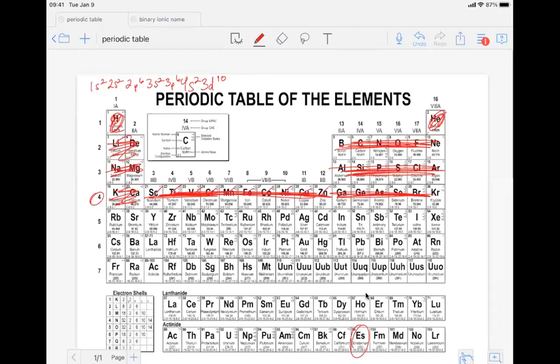So we go back to 4, 4p, excuse me, 4p6. That gets me to krypton. Then I'm here, that's 5s, 5s2. I go back to the D block, so I go down to 4 because D is n-1. So that's 4d10. Then I'm back in P, so I go back up to 5, 5p6.